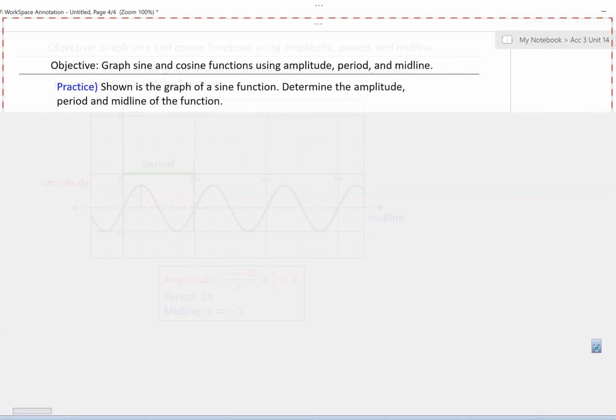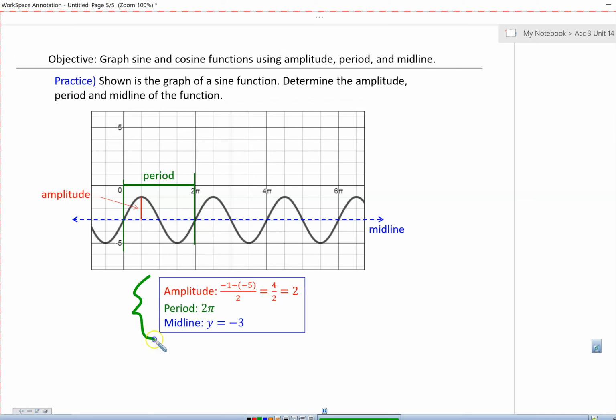So, how did you do? Here's our results. So midline is y equals -3. The maximum here is at -1. Minimum is at -5, and that's 4 units. So halfway would be 2 units from either of those, which puts you here at -3. That's your midline, y equals -3.